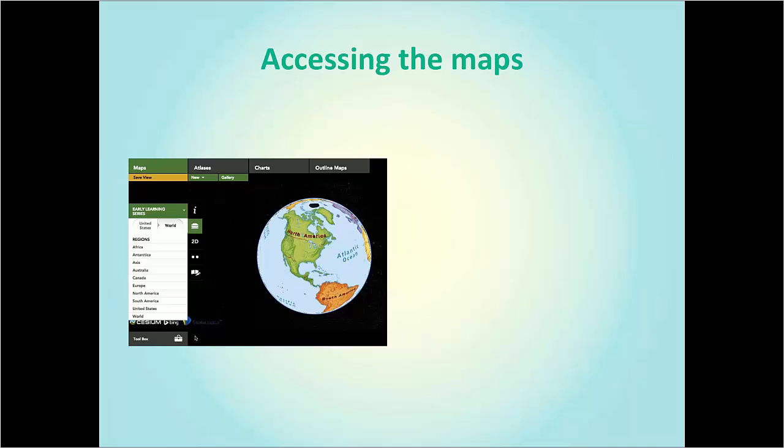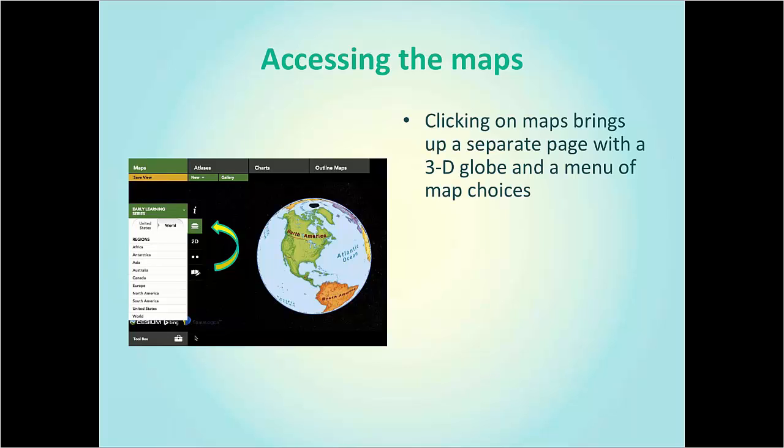Okay, this is a typical screen that will appear once I click on the map icon. When I click on maps, it brings up a separate page, as you can see, with a 3D globe and a menu of different map choices. The map chooser is where the arrow is pointing. It looks like three sheets of paper stacked one on top of the other.